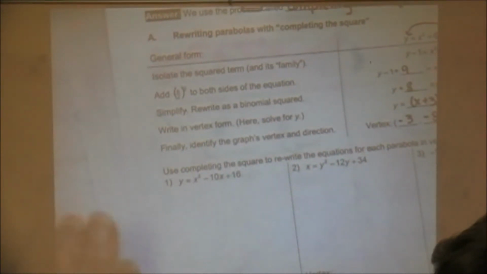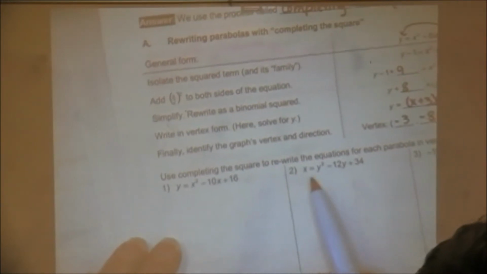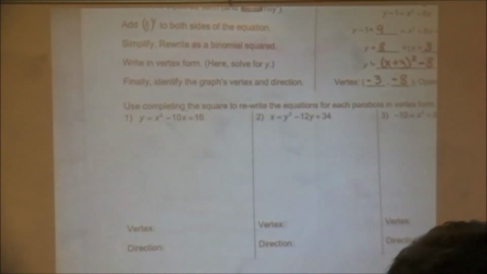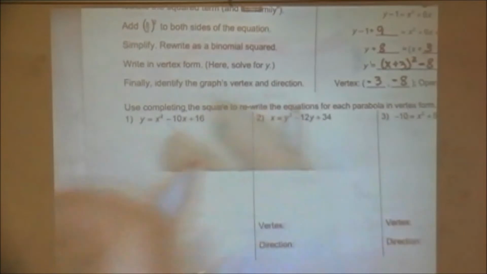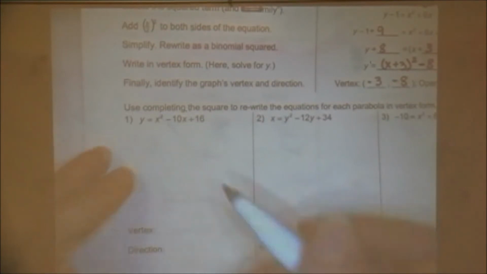Alright, so let's do number 1. We're going to complete the square and rewrite the equations. Your first step is to isolate the squared family. Subtract the 16. So I have to move the 16 to the other side, because it is not part of the family.